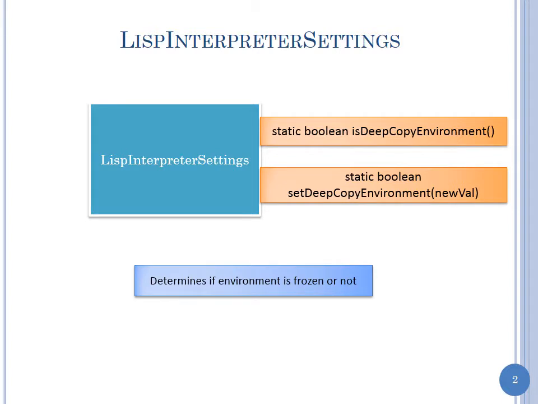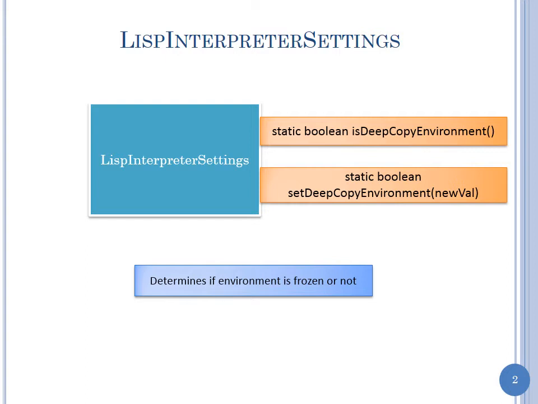We just copy the environment. So I want you guys to get some practice with copying. So we'll make this also an extra credit part in the next assignment. There is something called Lisp interpreter settings that you guys haven't dealt with so far. It's a static class, and it's got many options. It's got many getters and setters, and one pair of getters and setters has to do with whether the environment should be deep copied or not.